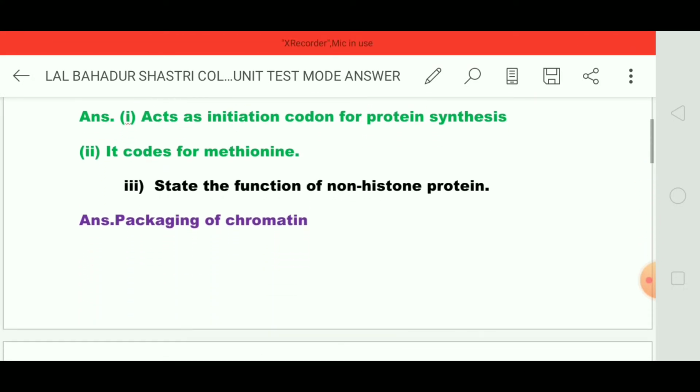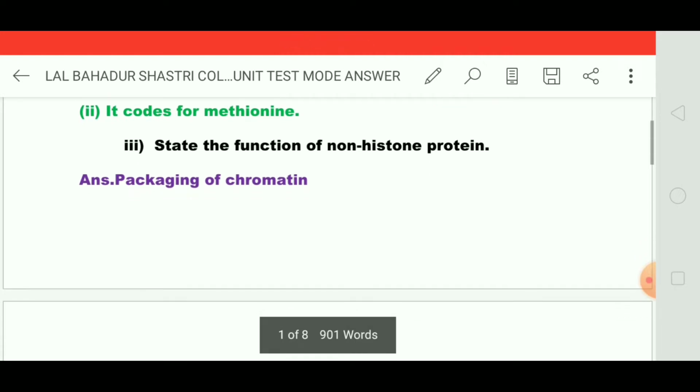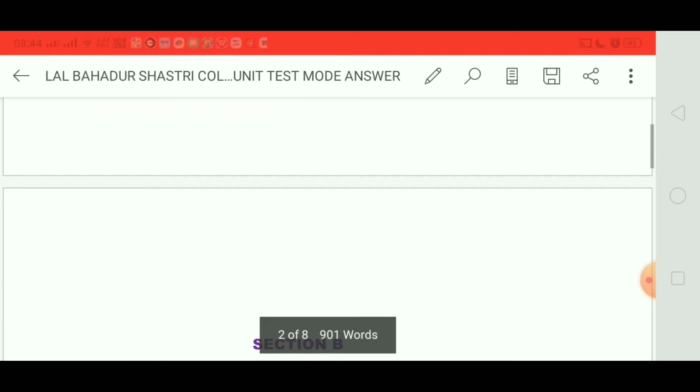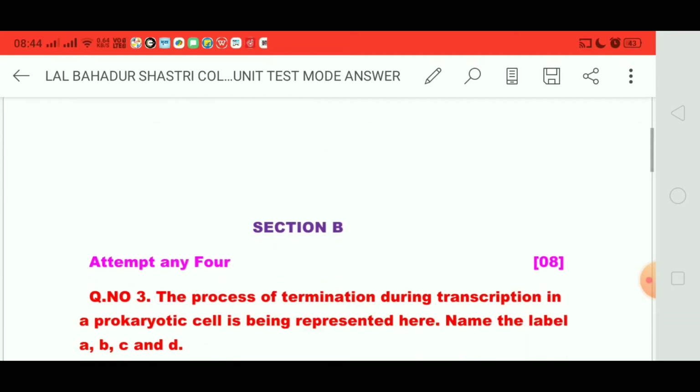The next question is, state the function of non-histone protein. Answer: the packaging of chromatin. In one sentence answer, you must write in a single statement, which is a must to get full marks. Then section B, where each question carries 2 marks for a correct answer.